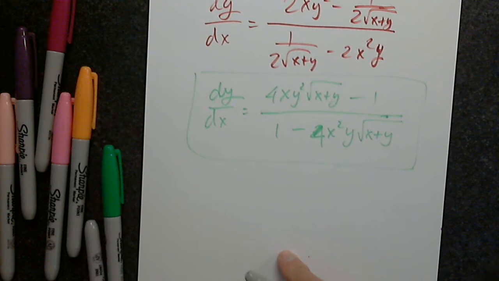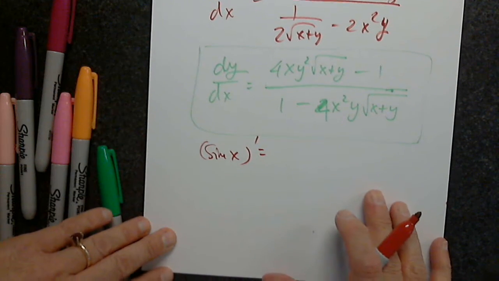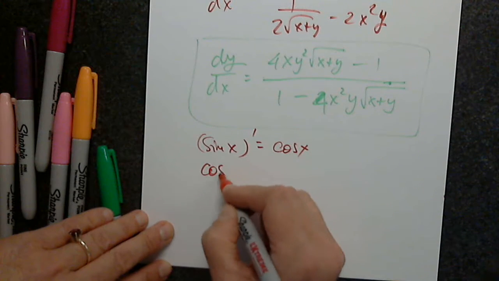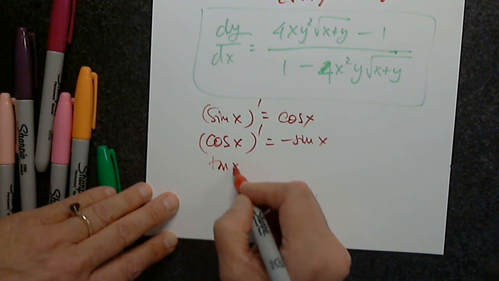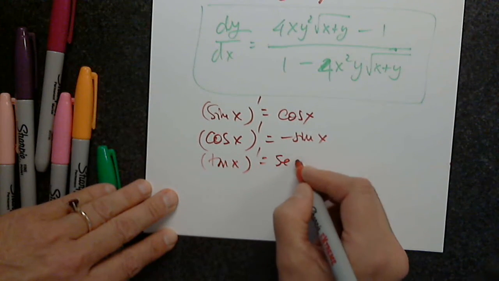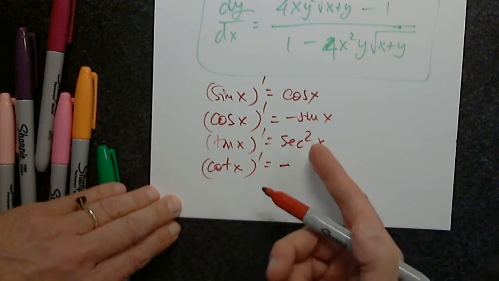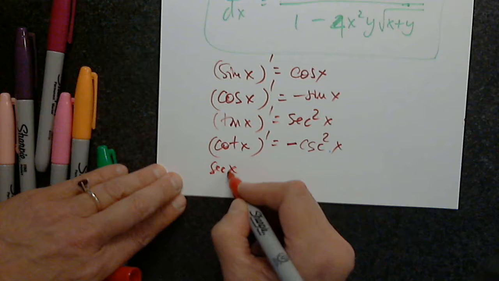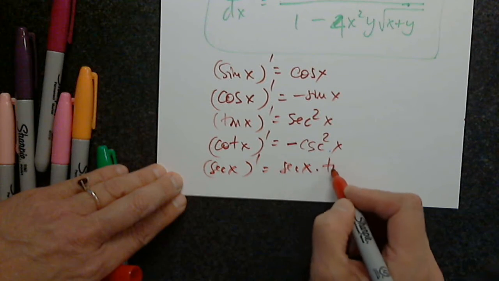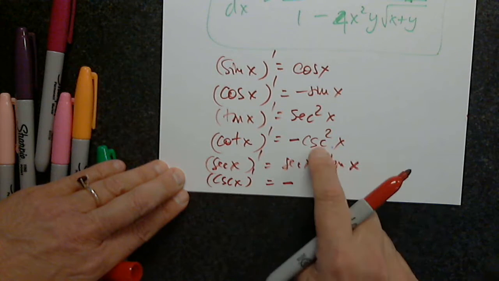Can I talk about the derivatives of the inverse trig functions? Last time we talked about sine prime, cosine prime, tangent prime, and cotangent prime. And then the last two are a product. Secant x prime is secant x times tangent x, and cosecant x prime is negative cosecant cotangent.